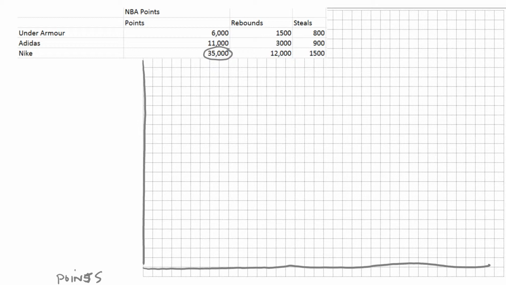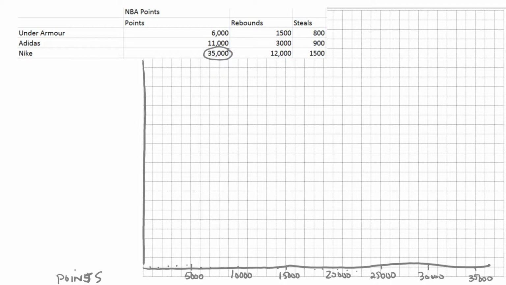So counting along the horizontal, 1, 2, 3, 4, 5, this would be 5,000. 1, 2, 3, 4, 5, 10,000. 15, 20, 25, 30, and then lastly 35. So notice how my data goes all the way across the page.